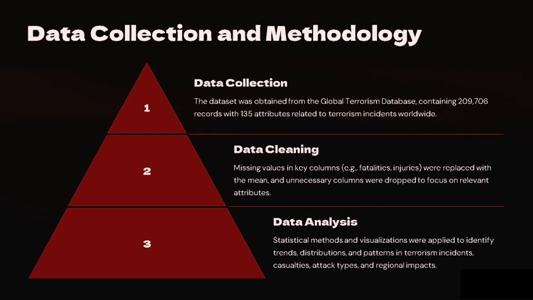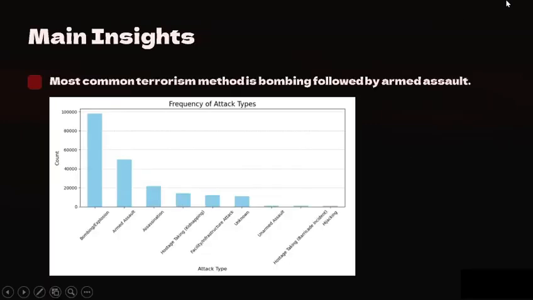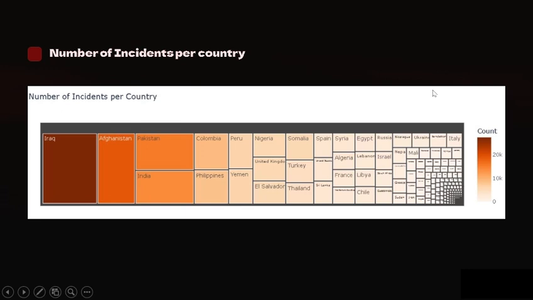The dataset comprises over 209,000 records with 135 attributes. The first step was data cleaning, handling missing values in critical fields like fatalities and injuries, and focusing on relevant columns for the analysis. Statistical methods were then applied to explore patterns in terrorism incidents, casualties, attack methods, and regional impacts. Visualizations were created using tools like Matplotlib and Seaborn to enhance understanding.